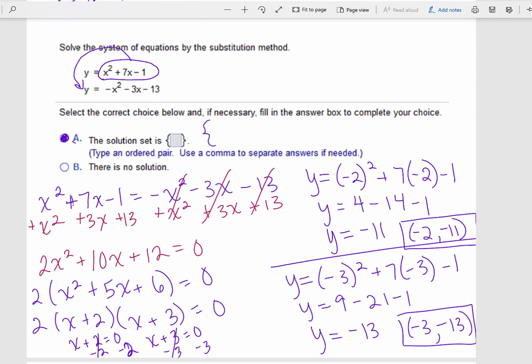So if you get multiple values for x, or let's say you got y first, then you still need to plug each of them in there to find the corresponding missing variable. All right.